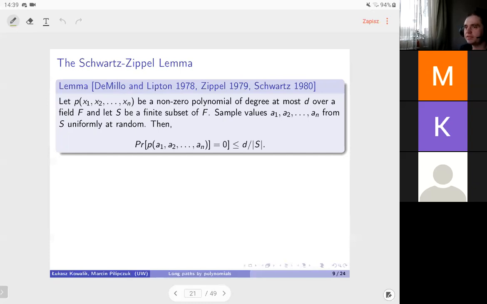So this is the lemma that says the following. Say somebody gave you a polynomial, but you don't see this polynomial written out; this polynomial is really just a machine. There's a polynomial p of x1 up to xn, and you can enter the values for x1 to xn and it gives you the value.